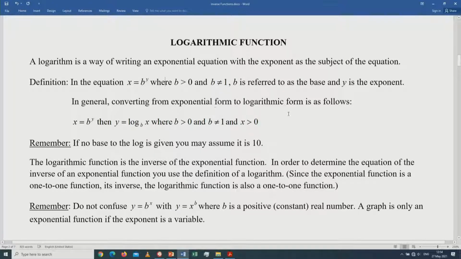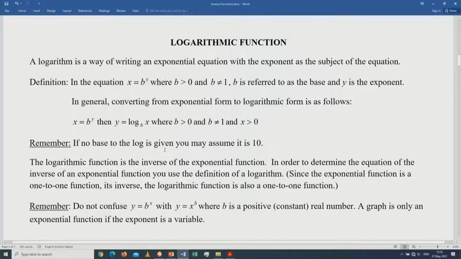Converting from exponential to log form is as follows. This is the definition of logarithms. Grade 12, grasp this one, because without this one, you'll not get the inverse of exponents correctly. If x equals b exponent y, then y equals the log of x base b. Remember the restriction. For this rule to hold, for this definition to exist, b must be greater than 0, b must not equal 1, and x must always be greater than 0.